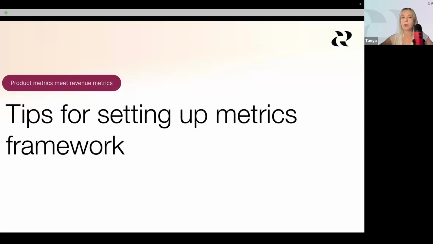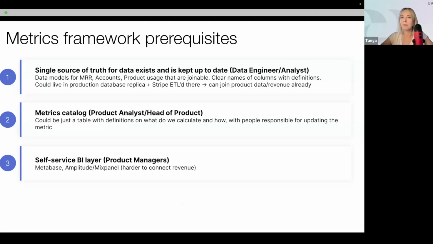In the end, some tips for how to make this kind of framework more realistic. Probably not a great idea to do that in 3 minutes, so it's material for at least an hour of conversation. But to give you a high level of the prerequisites of a nice data-driven organization, you should have a single source of truth for data that exists and is kept up to date. This data should be put into a data warehouse, for example data from Stripe, from product, from Zendesk or ticketing systems. All of this data should be put into a single data warehouse. Usually data engineers or analysts can help you with that.